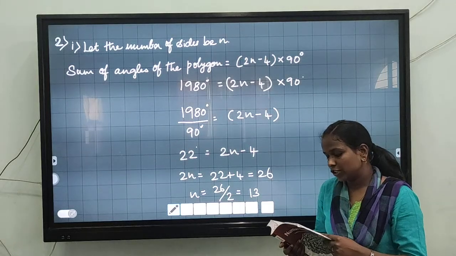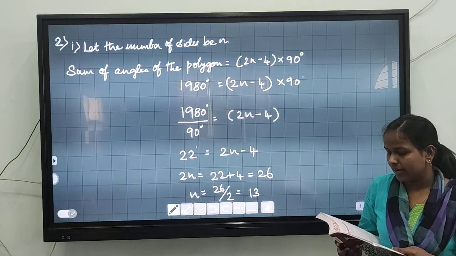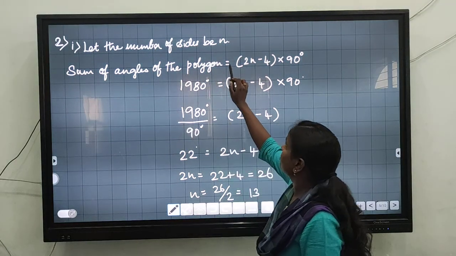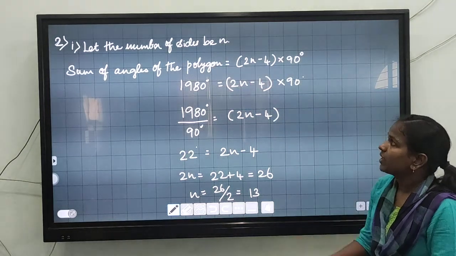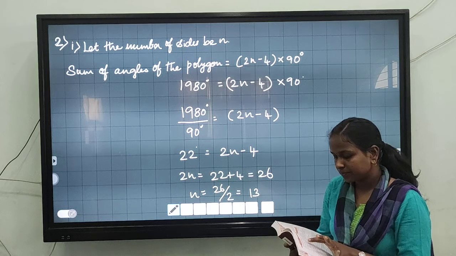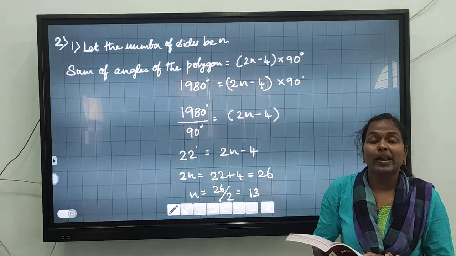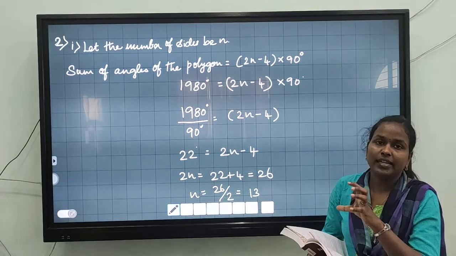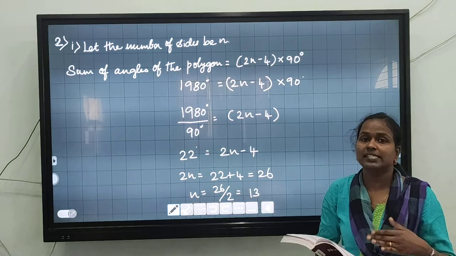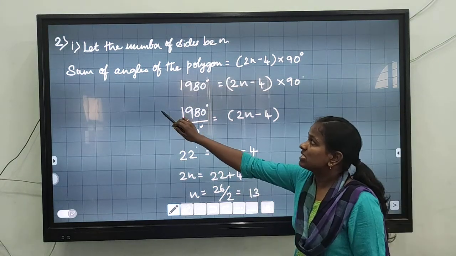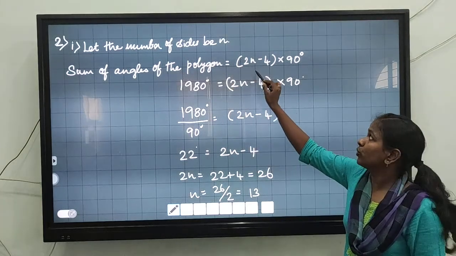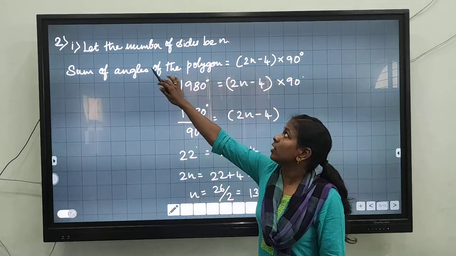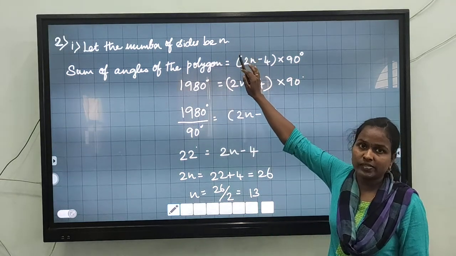Second question. What is the number of sides of a regular polygon having a given angle sum? This is the sum of angles of the polygon formula, equal to (2n minus 4) multiplied by 90. Listen, in this question we have to find the number of sides of the polygon. What is given? The interior angle sum is given. They told us to find how many sides that polygon has. We know the sum of angles equals (2n minus 4) multiplied by 90 degrees. We don't know what n is. So I consider, let the number of sides be n.